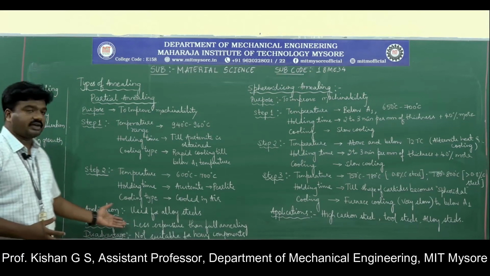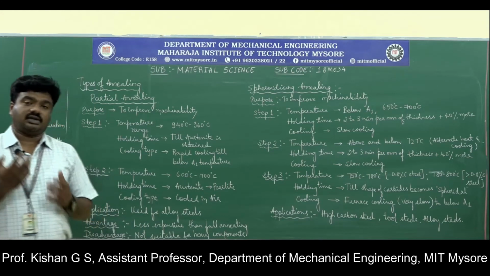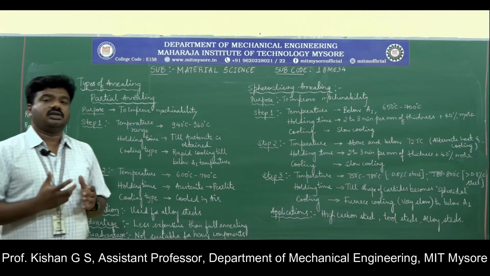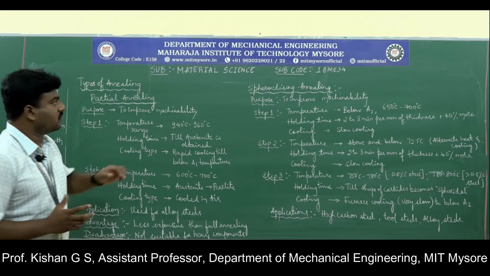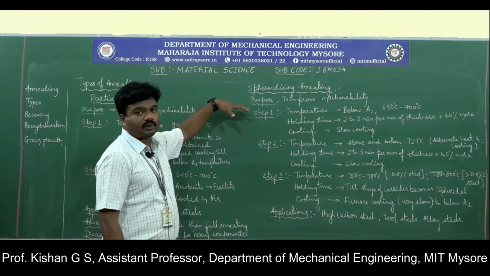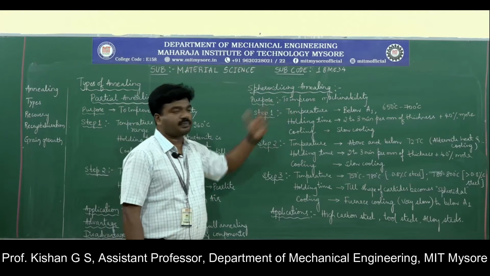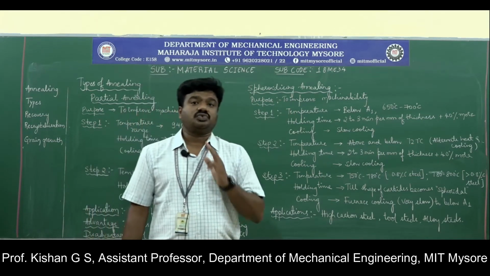One of the major advantages is that it is less expensive than the full annealing process, and the major disadvantage is that this process is not suitable for heavy components. Okay. Moving on with the last type of annealing, that is spheroidizing annealing process. Again, the purpose is improving the machinability. Here we are going to consider the specimen for 3 stages.